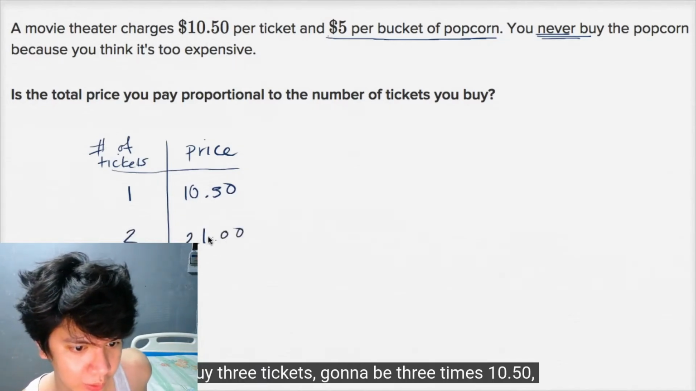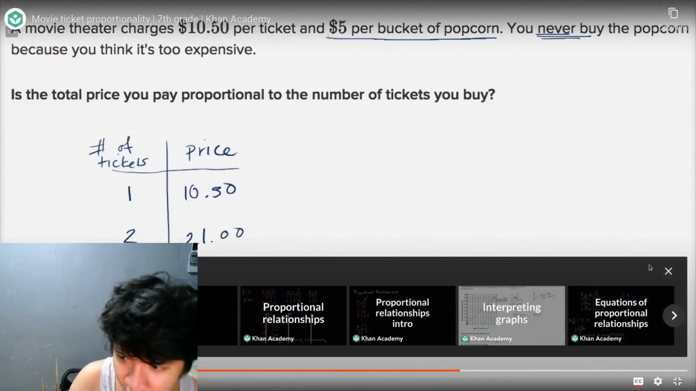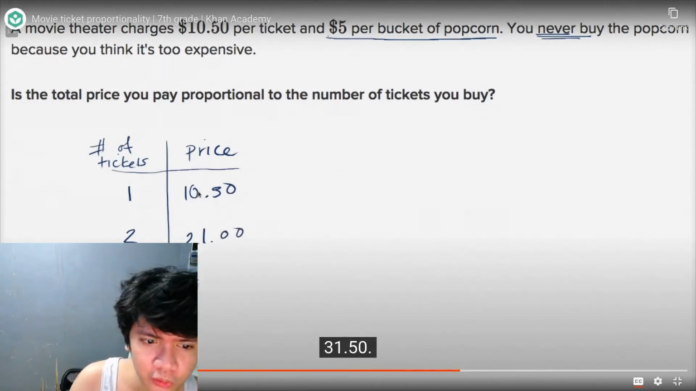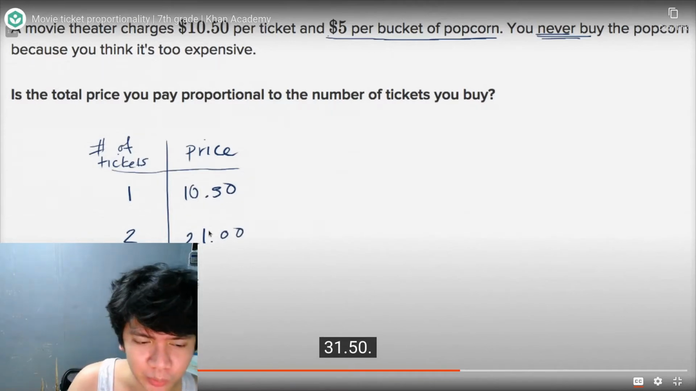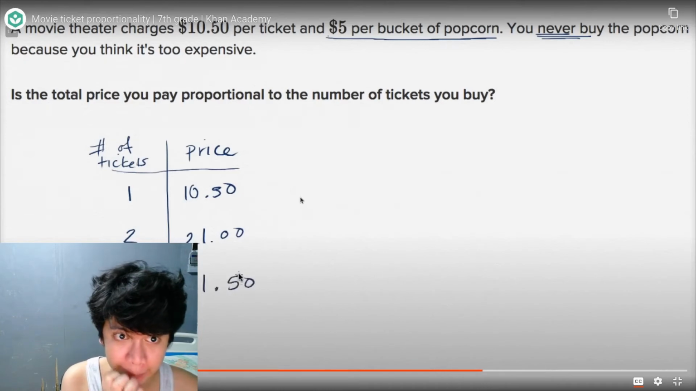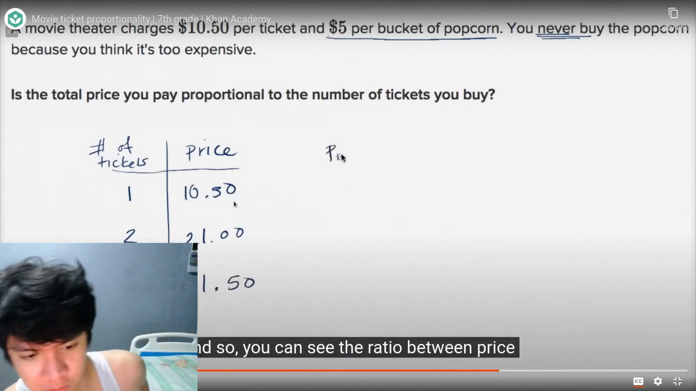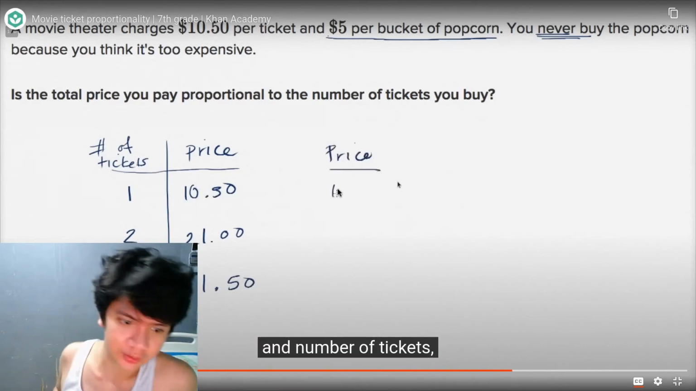If I buy 3 tickets, it's going to be 3 times $10.50, which is what, 31.50. Would that be just 20.6? That's insane. And so you can see the ratio between price and number of tickets.